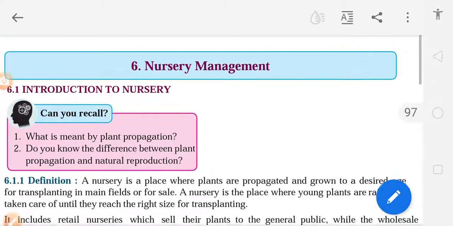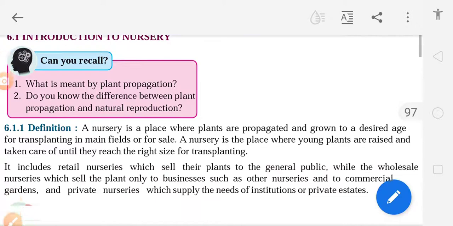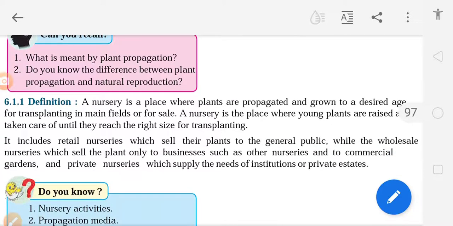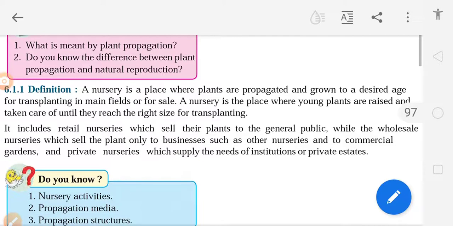Today we are going to study another topic, that is nursery management. Now this nursery is the most important factor in agriculture because whatever seedlings we produce, that is to be produced only in nursery, particularly for some vegetables, some flowers and some fruit plants. So what is this nursery? Now let us go to the definition.